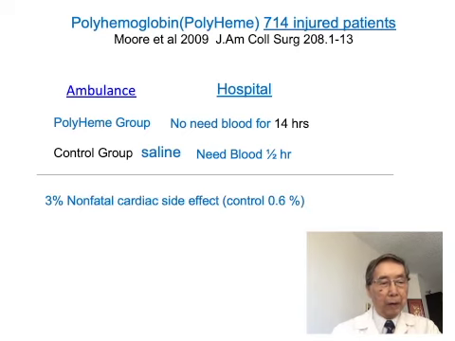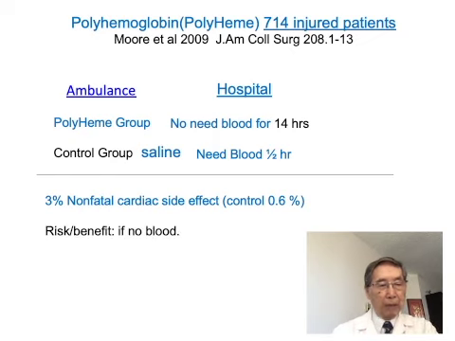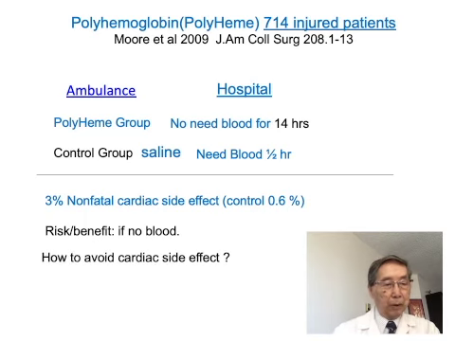However, there is a 3% non-fatal cardiac side effect compared to 0.6% in the control group. However, looking at risk-benefit, if there is no blood available and you only have saline, then lots of patients will die. But then you can give polyhemoglobin, saving lots of lives. But if you have blood available, you may want to solve the problem of cardiac side effect for more widespread use.